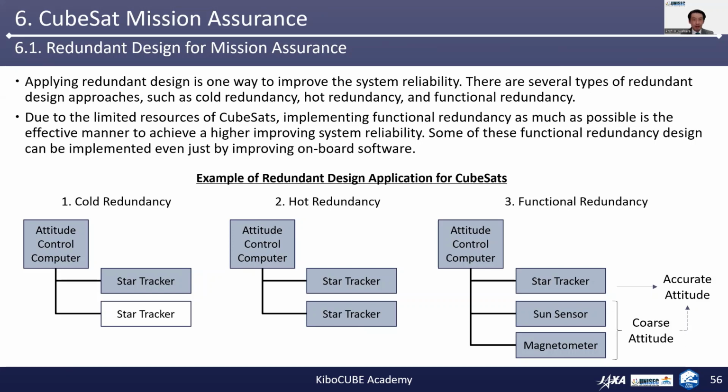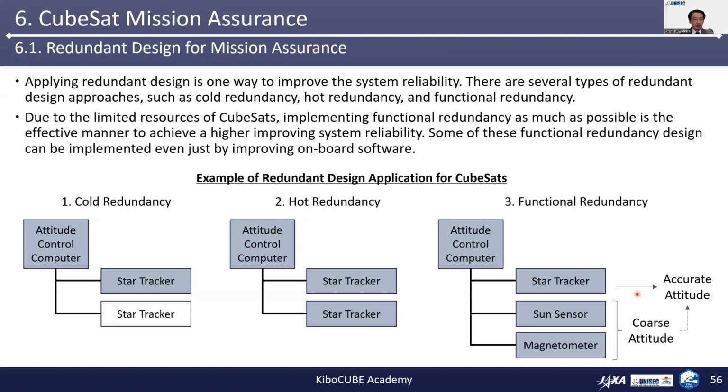By the way, a star tracker is an attitude determination sensor. The hot redundancy introduces multiple redundant components, such as two star trackers, which are both used at the same time. They are used in the way that either component is used as default, or such that the accuracy or reliability of the system is improved by using both of the components simultaneously.